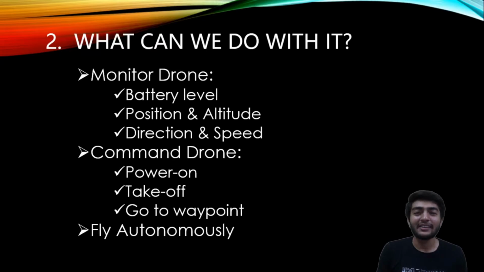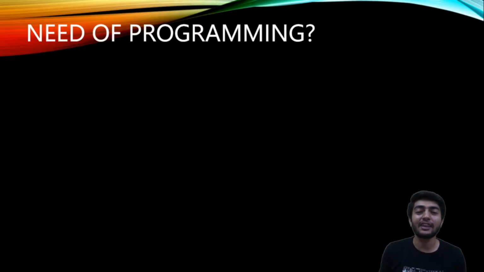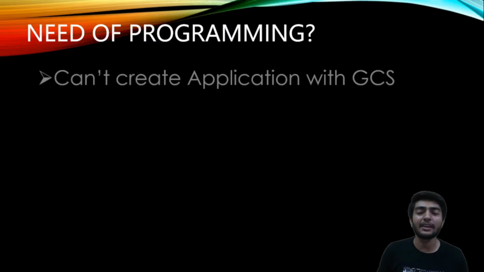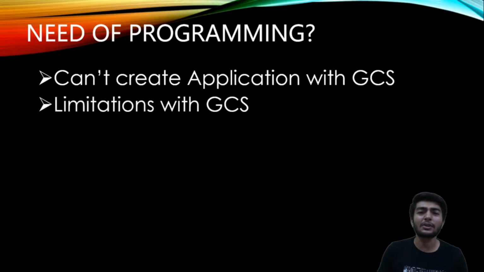Wait a minute, now you are thinking, what is the need for drone programming if we can fly the drone autonomously with the help of ground control station, right? I got you. See, I know you can fly your drone autonomously, but you can't create any application with the help of ground control station. Applications like Follow Me or Drone Delivery or any other application based on your requirement. There are limitations with ground control station. You can't just do anything you want, right? In the case of ground control station, it all depends on whether that ground control station is capable of doing it or not. And that's why we need to program our drone.